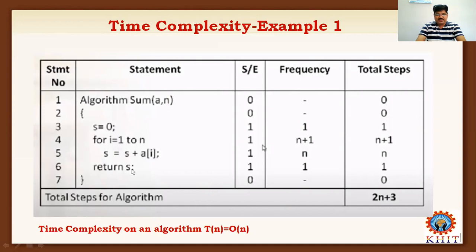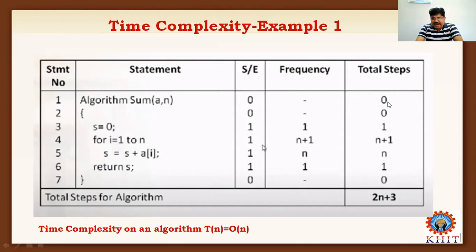And return s. The result will be stored in s, and we are printing the result or returning the value of the result. We need to return the value of s only once. So the frequency count of return s is equal to 1.